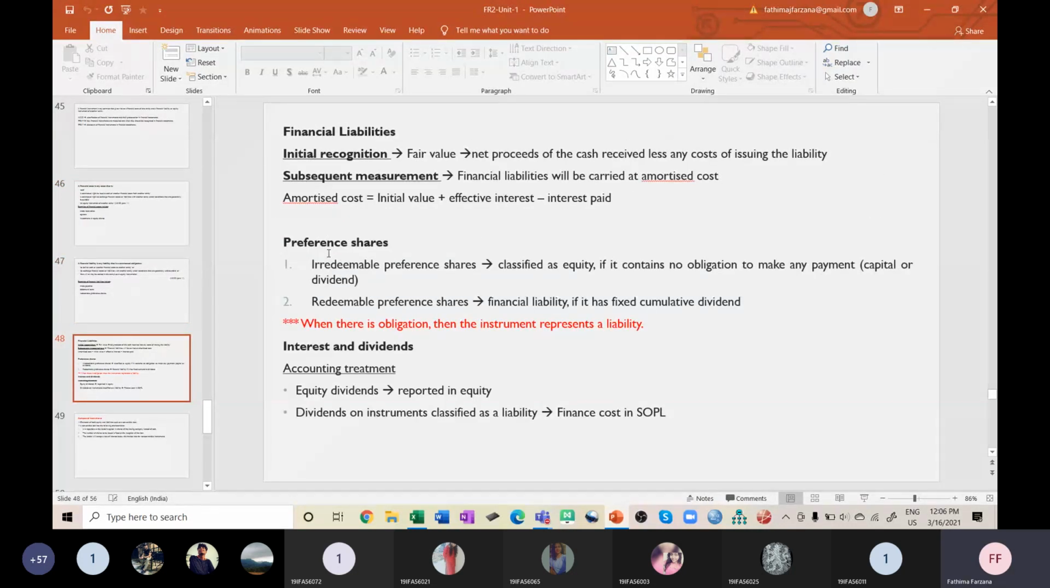Then considering the measurement, financial liability initially we'll record at fair value, that is the net proceeds of cash received less any cost of issuing the liability. Okay, initial recognition of a financial liability will be by the fair value method, and later on subsequent measurement will be at amortized cost. These are the points which you have to remember. What is amortized cost? Initial value plus effective interest minus interest paid. Effective interest is the market interest rate.